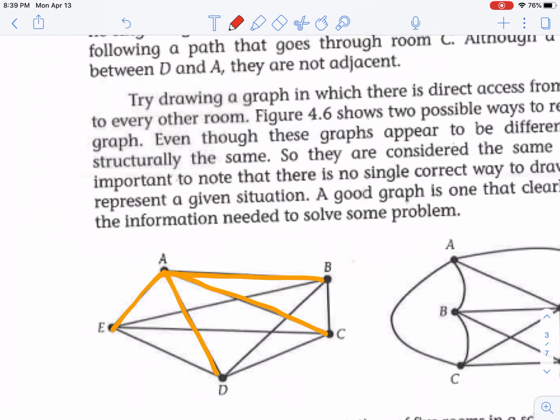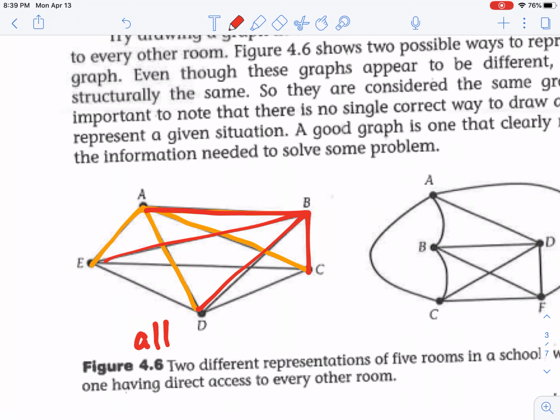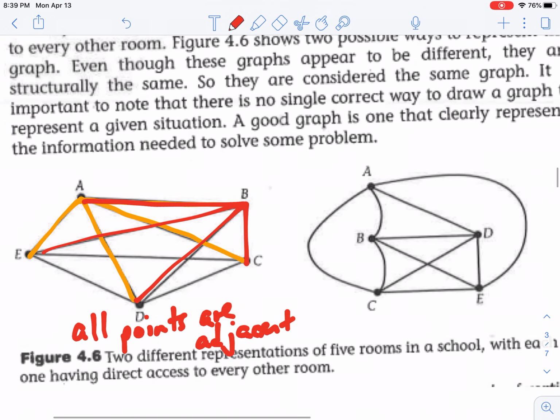And if you look further, like B, so is B. B is connected to everything also. B is connected to A. See that line right there? We went over it twice. A is connected to B and B is connected to A. In this graph, all the points are adjacent, because they're all connected directly to each other. You could do the same for C, D, and E also.